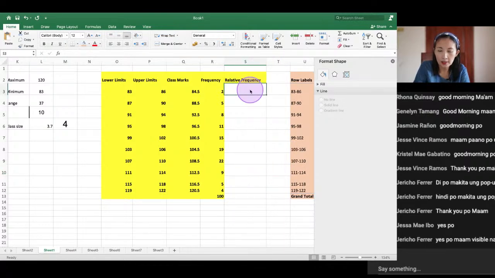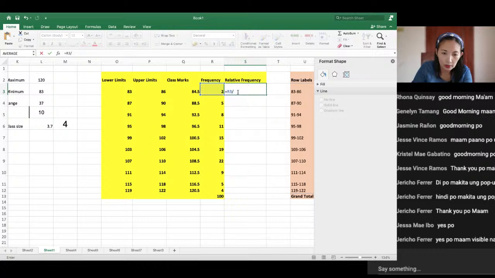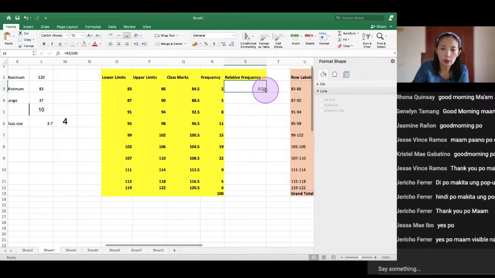Relative frequency is simply the frequency of that particular class divided by the total frequencies. So the relative frequency of the first is equal to 2 over 100. Or just type in 100 so that it will be constant. It's not going to change. And all you have to do is drag this down.